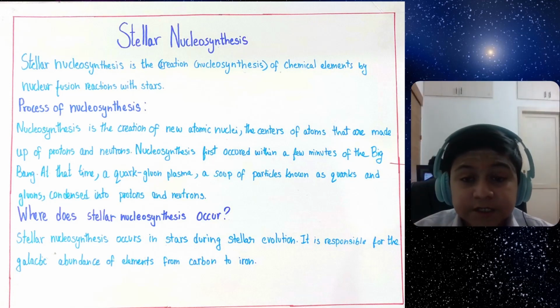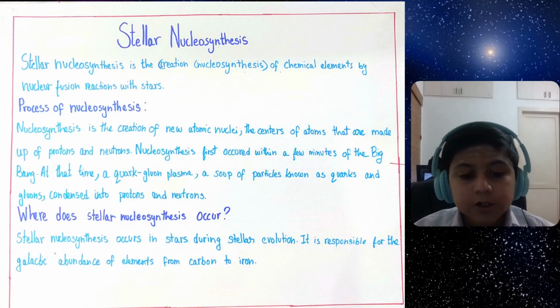Where does stellar nucleosynthesis occur? Stellar nucleosynthesis occurs in stars during stellar evolution. It is responsible for the galactic abundance of elements from carbon to iron.